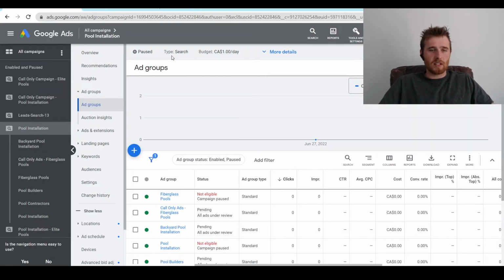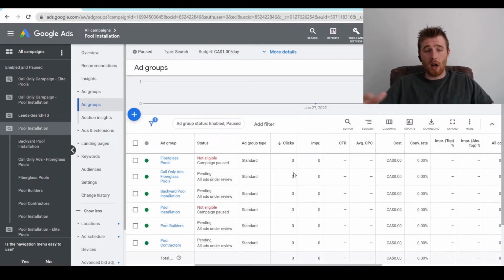So take, for example, fiberglass pools. Our fiberglass pool installation is just doing absolutely phenomenally. We're getting super low cost per leads, and the company we're working for absolutely loves it. We could double down on that. We could turn off other ad groups, we could turn off other campaigns. And the reason we can do this is because everything's segmented out.